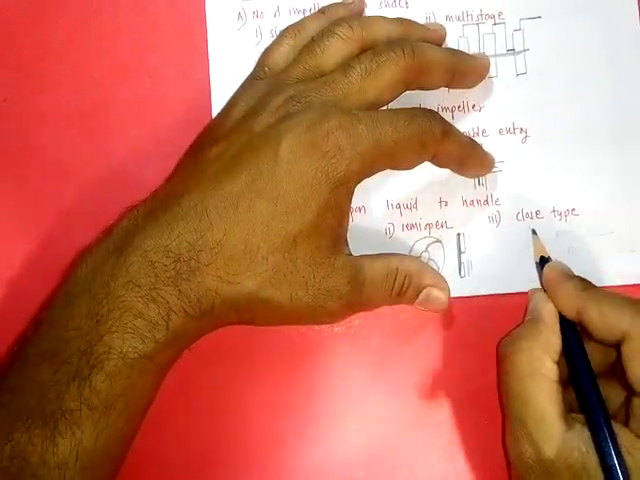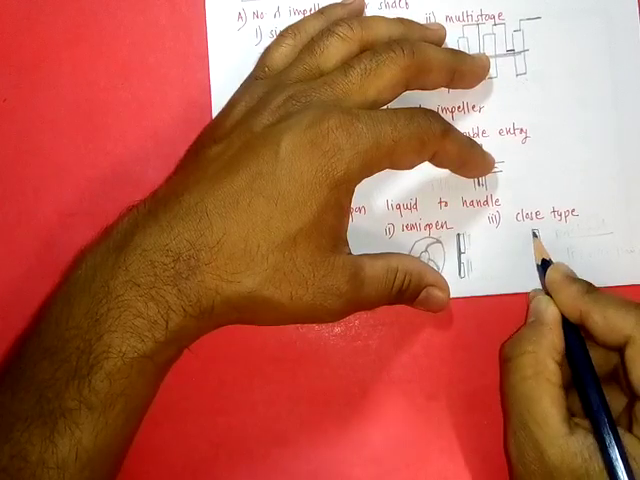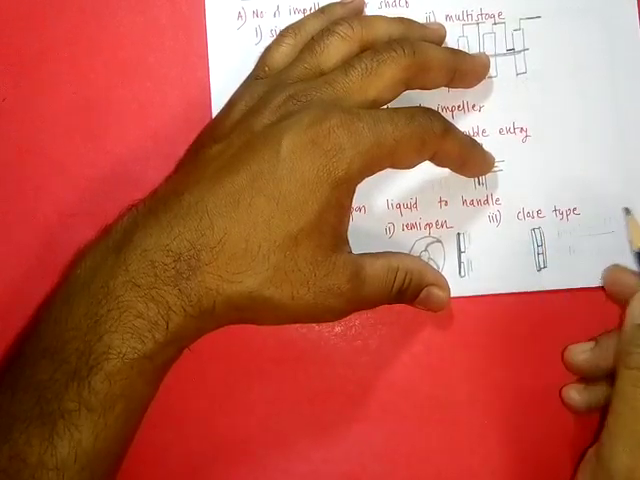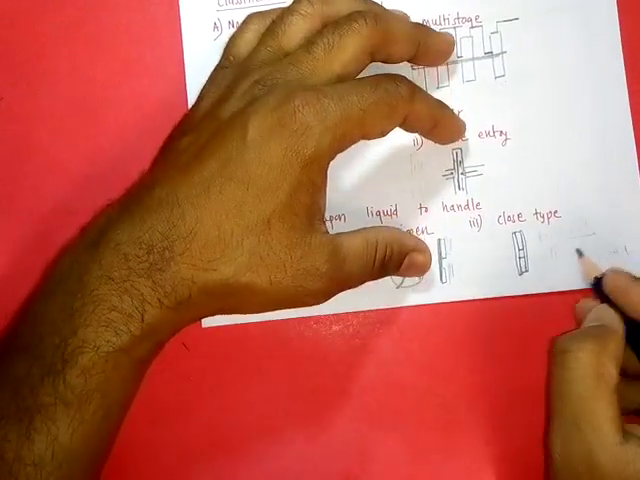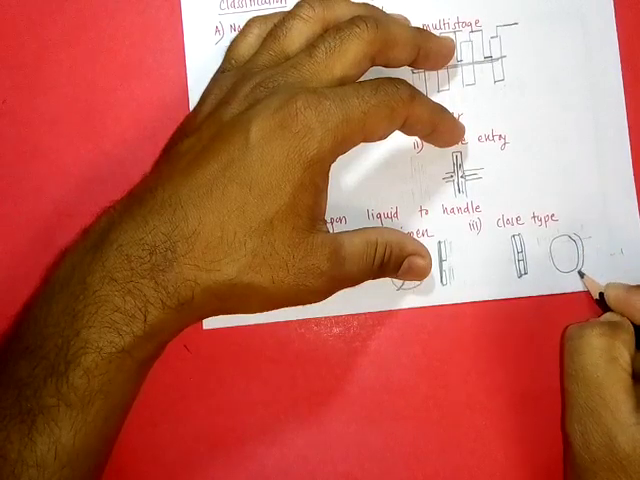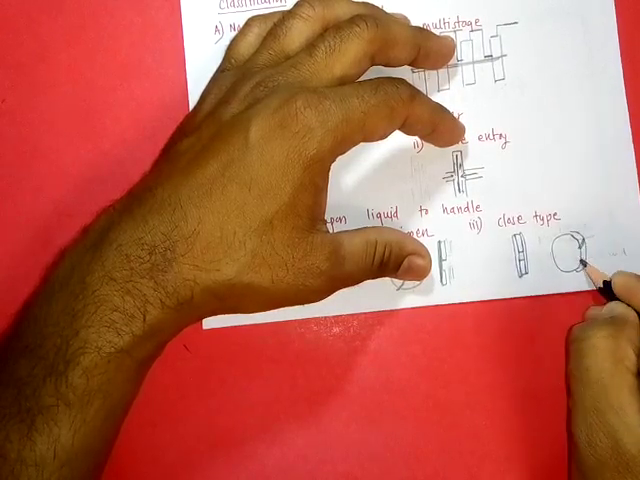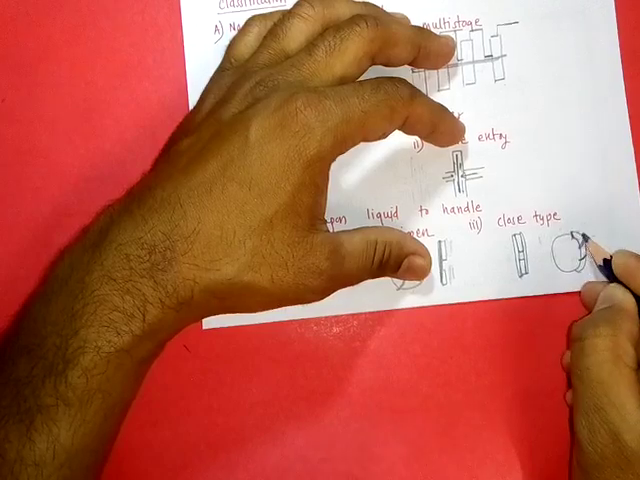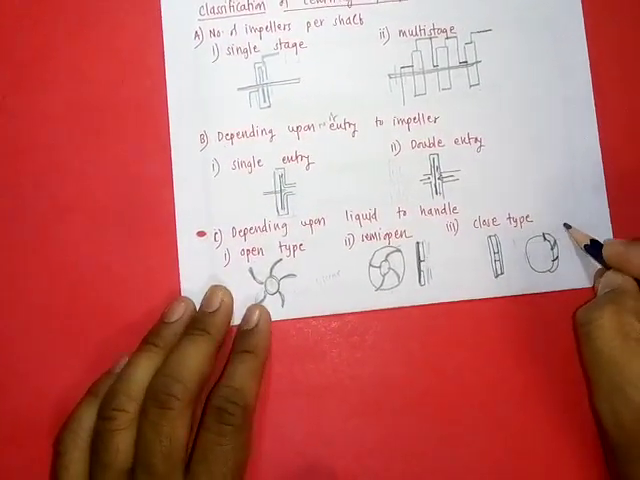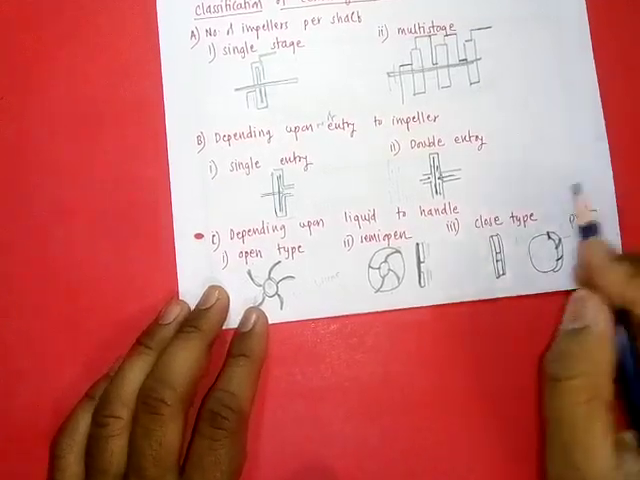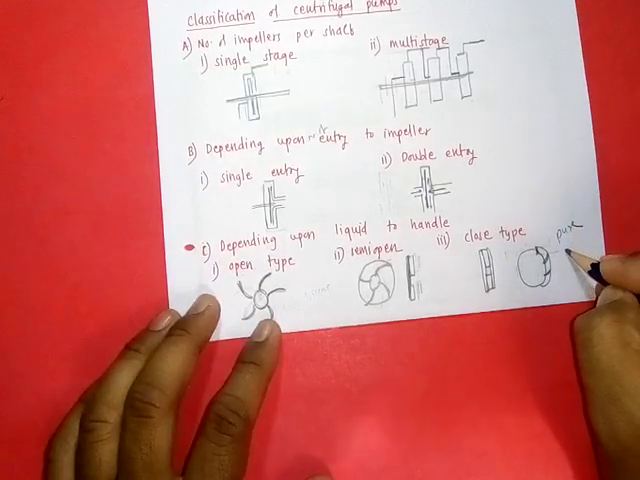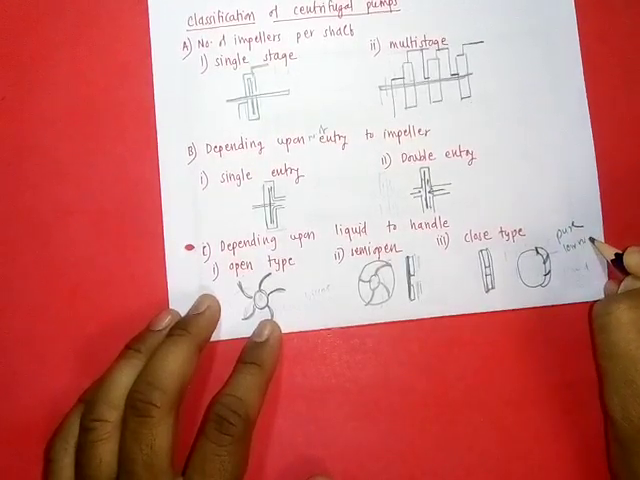If these vanes are supported or covered from both the sides, then it is called a closed type impeller. So this is a plate, then there is another plate, and within those plates the vanes are arranged radially. So this is the closed type impeller. This type is used for handling pure liquids or less viscous fluids.